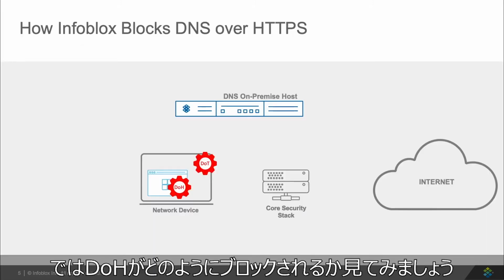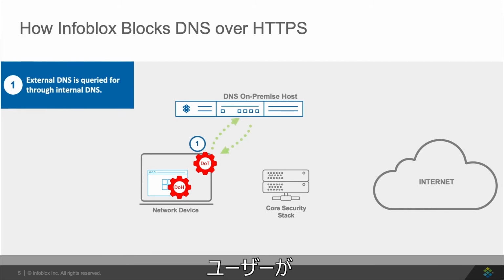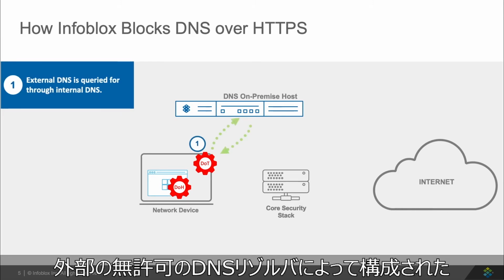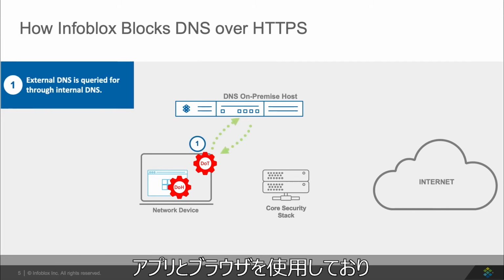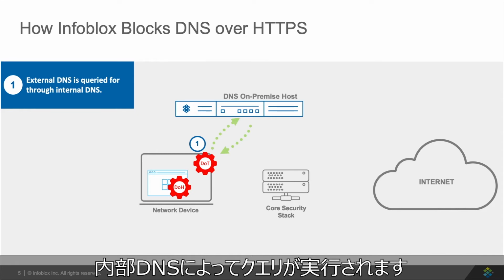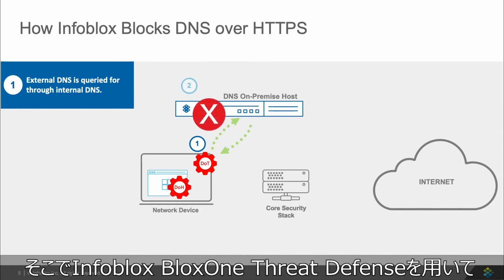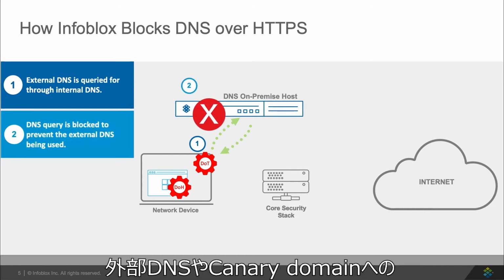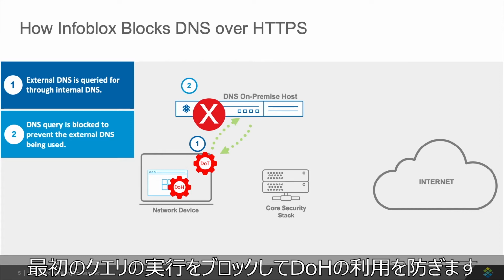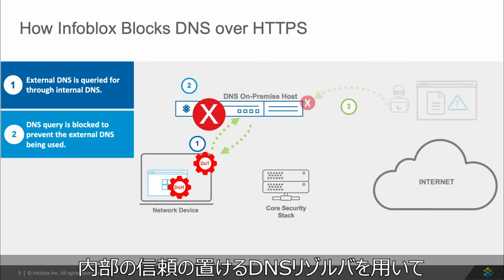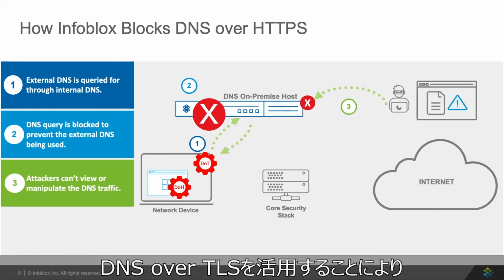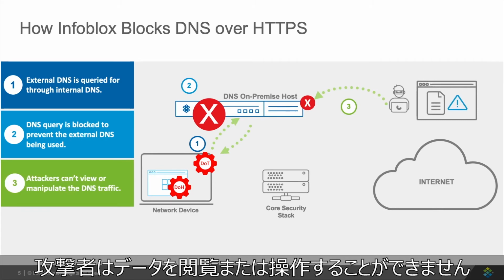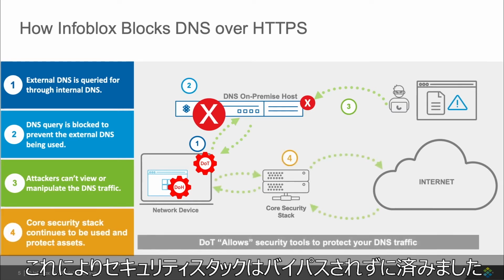This time, let's look at how DoH is blocked. Here, a user still has an app or a browser that is configured with some external unauthorized DNS resolver, which is queried for with our internal DNS. However, with Infoblox's BloxOne Threat Defense, we're able to block the initial query for external DNS and canary domains to prevent DoH from being used. When doing so with the DNS over TLS with our internal trusted DNS resolver, attackers are not able to view or manipulate the data. And as such, the core security stack is not opened up to be bypassed.